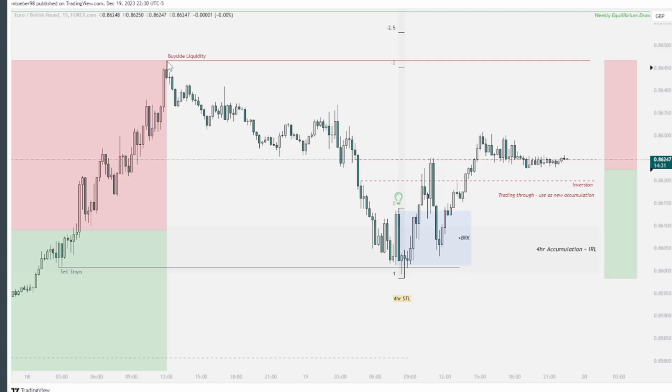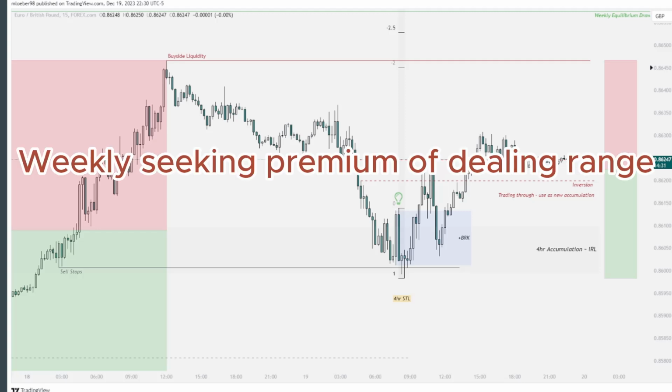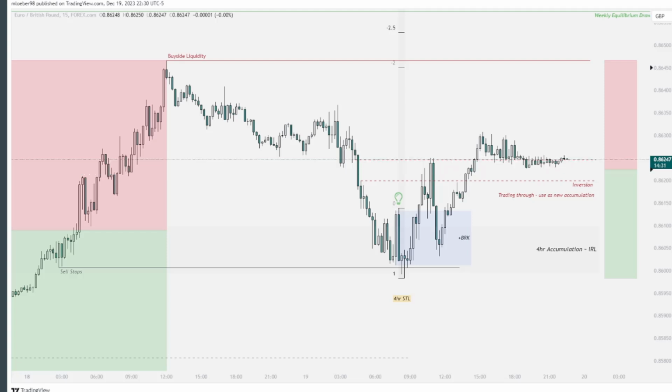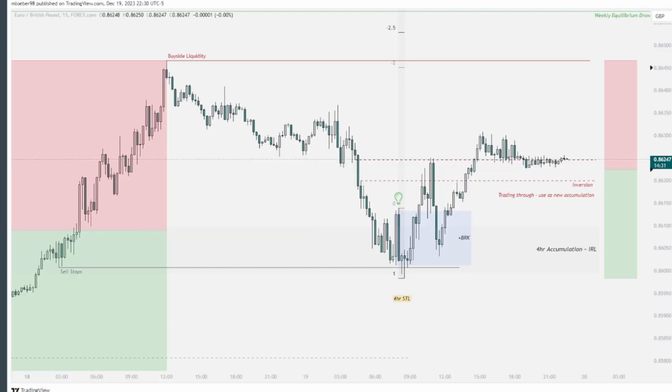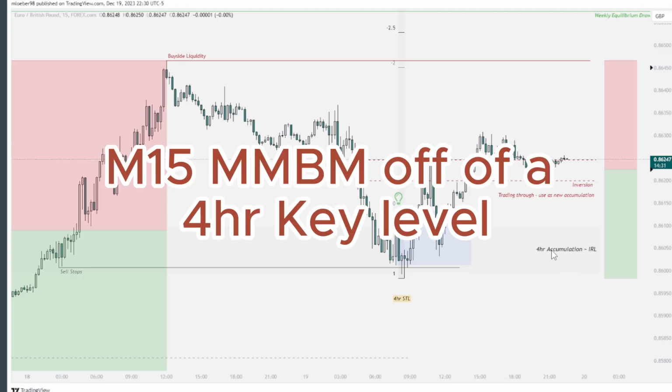So what you guys can see here is I'm using time frame alignment, lining the weekly chart to trade into premium of that weekly dealing range, and I'm dropping down to a 4-hour chart to identify a 4-hour market maker buy model. And through the market maker buy model, as we progress towards our weekly draw on liquidity, I'm using a 4-hour key level, which is this 4-hour bullish fair value gap, to find a 15-minute market maker buy model as we progress to our higher time frame draw.